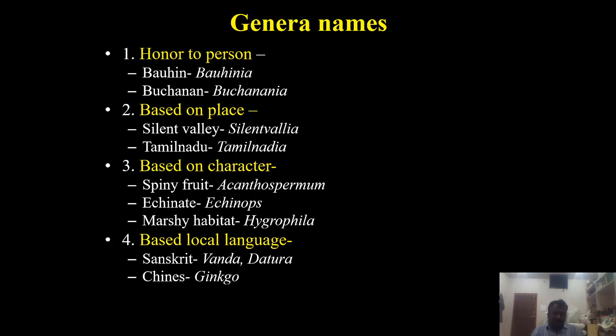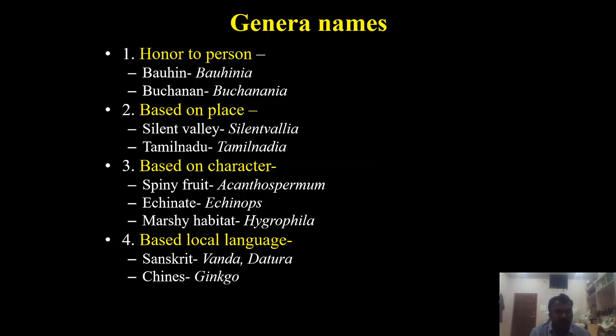Some genera are named to honor a person. For example, Gaspard Bauhin or Jean Bauhin. There is a genus called Bauhinia named after the Bauhin brothers. Another genus called Buchanania was named after Buchanan.